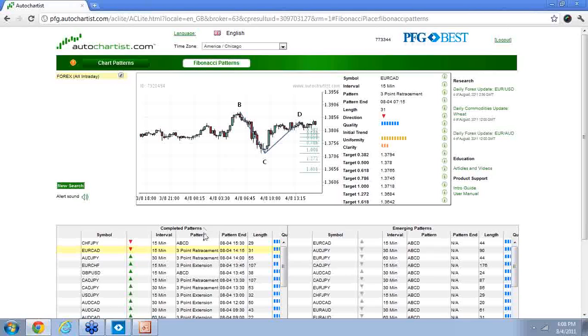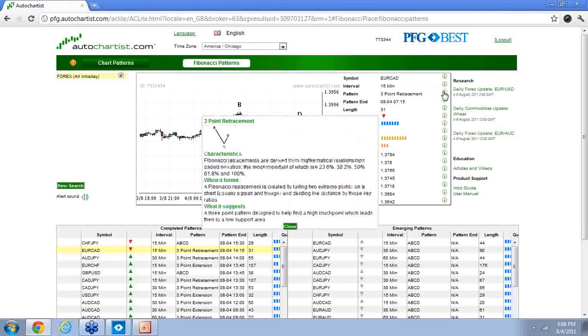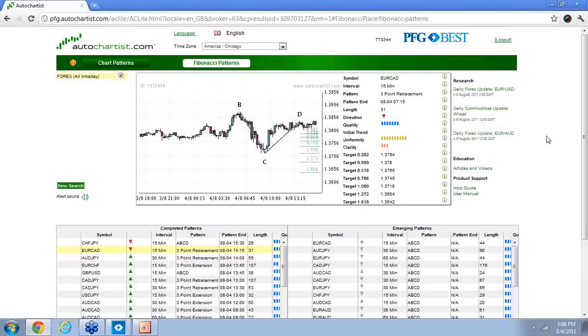This one formed a 3-point retracement, which is BCD, and it's going to give you areas where this market may retrace to. If you want to find out more what these patterns represent, you can click on the I button. You can see that 3-point retracement, what its characteristics are, when it forms, and what it usually suggests. Okay, so that's why this is an important tool to use.